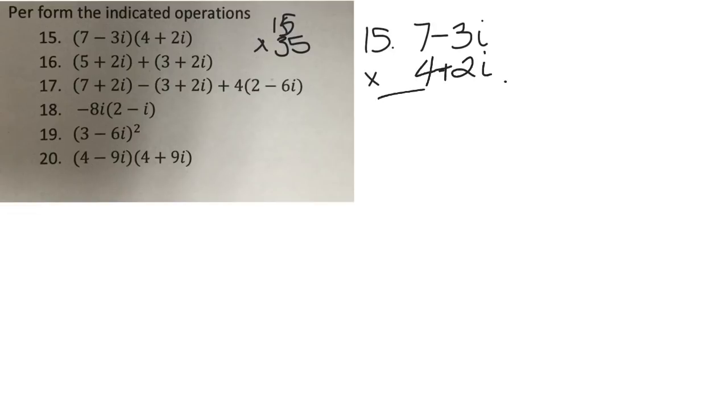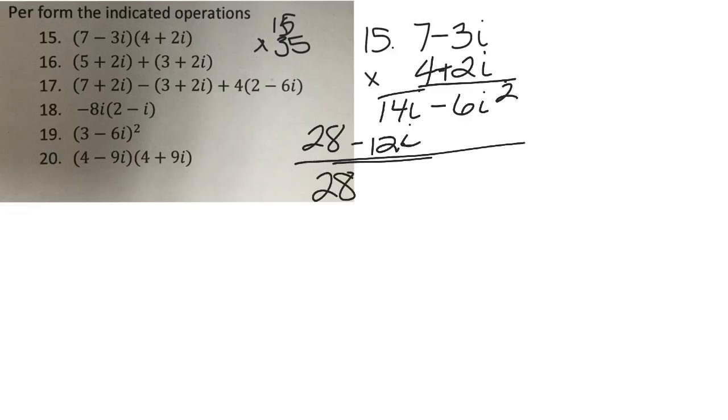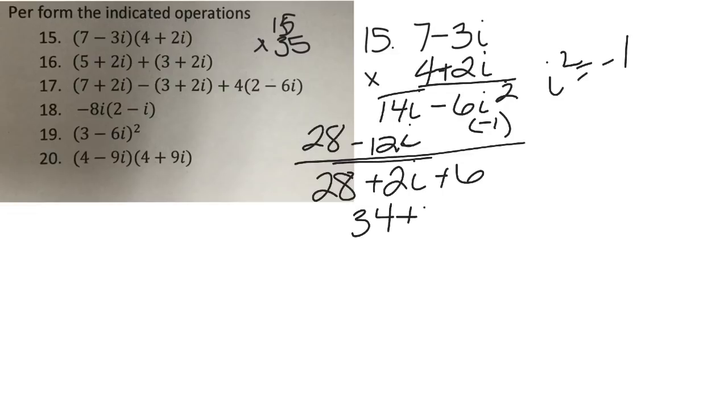I'm going to multiply my 2i times my negative 3i gives me negative 6i squared. 2i times 7 gives me 14i. 4 times negative 3i gives me negative 12i. And 4 times 7 gives me 28. And I add it all up. 28 plus 2i minus, well, this is negative 1. Remember that i squared equals negative 1. So this becomes positive 6. And 28 plus 6 is 34 plus 2i. And that's my final answer.